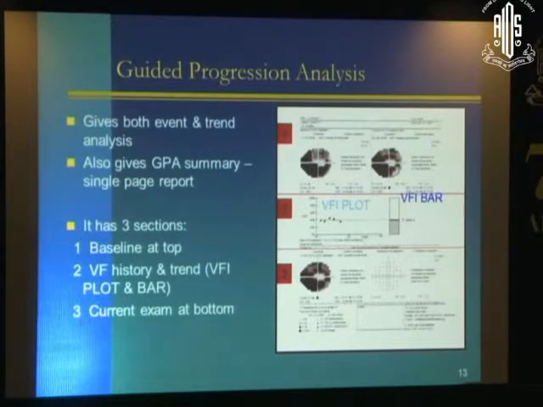What is guided progression analysis? It gives both event and trend analysis, and it also gives a GPS summary in a single page printout. Number one is the baseline visual field. Again, the baseline visual field should be an accurate visual field without any effect of the learning curve. Then number two, it has a VFI plot like Tripti has showed. I'll talk about it. Number three is the day's visual field. So in a single printout, you'll get all this information.